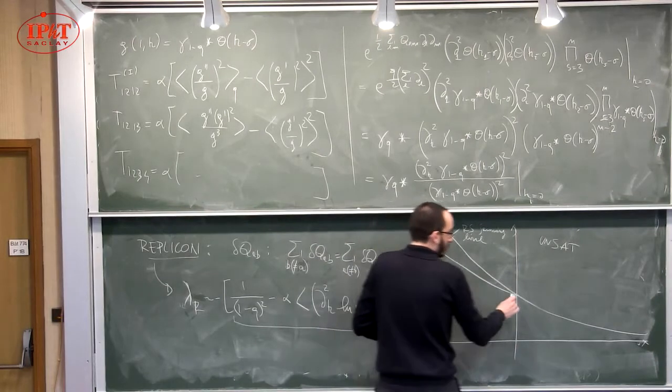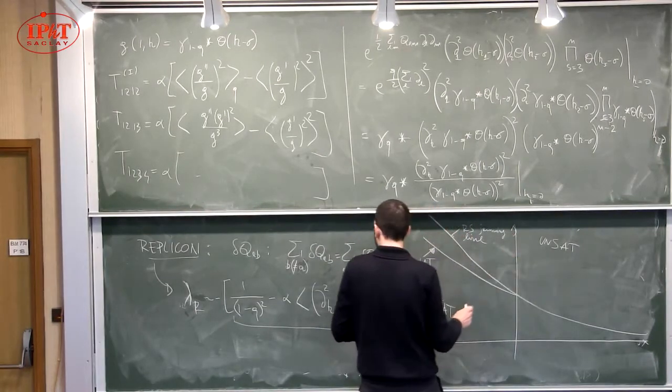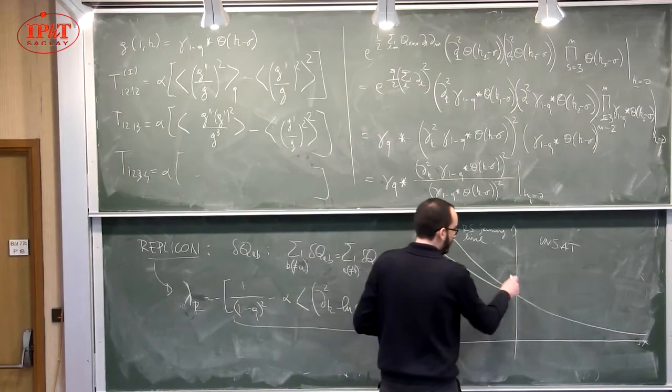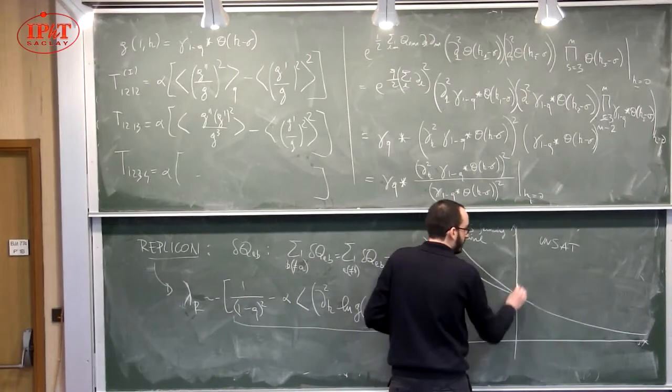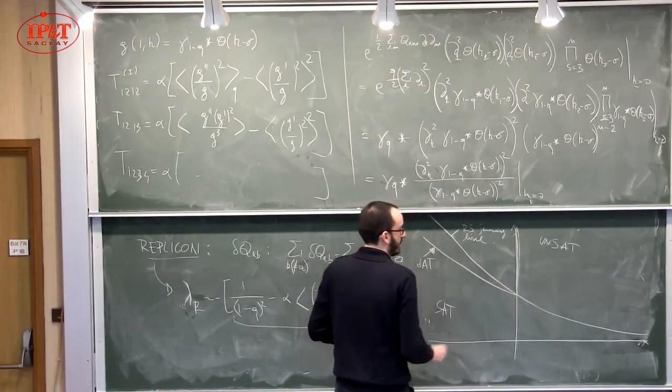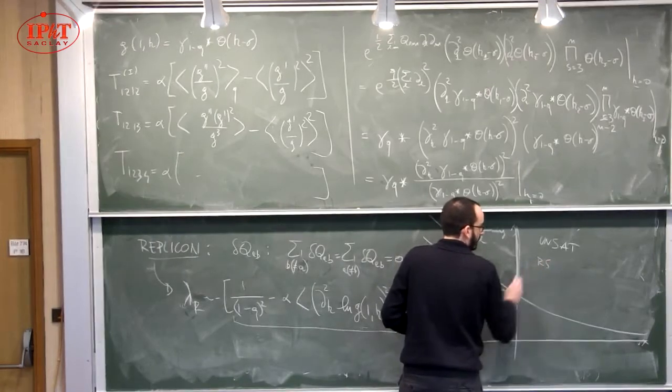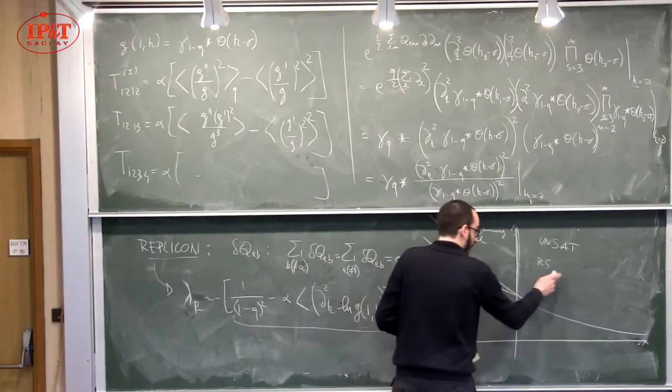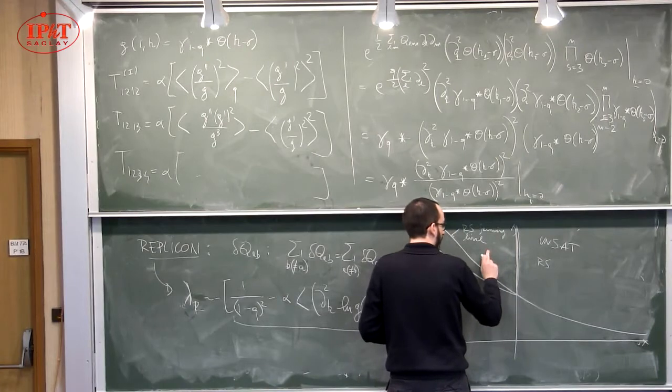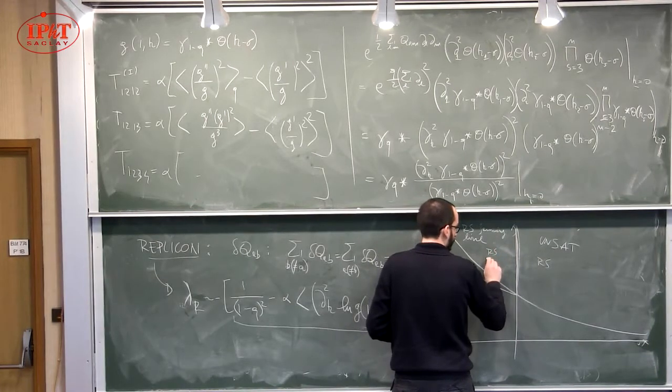I will not do the computation in the Unsat phase. You can do exactly the same thing in the Unsat phase, and you discover that here there is a line that separates a replica symmetric stable saddle point phase from an RSB broken phase.